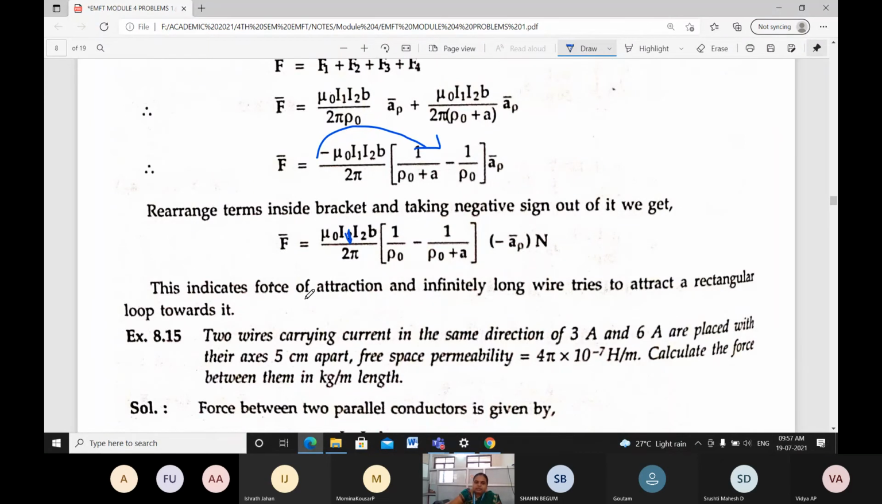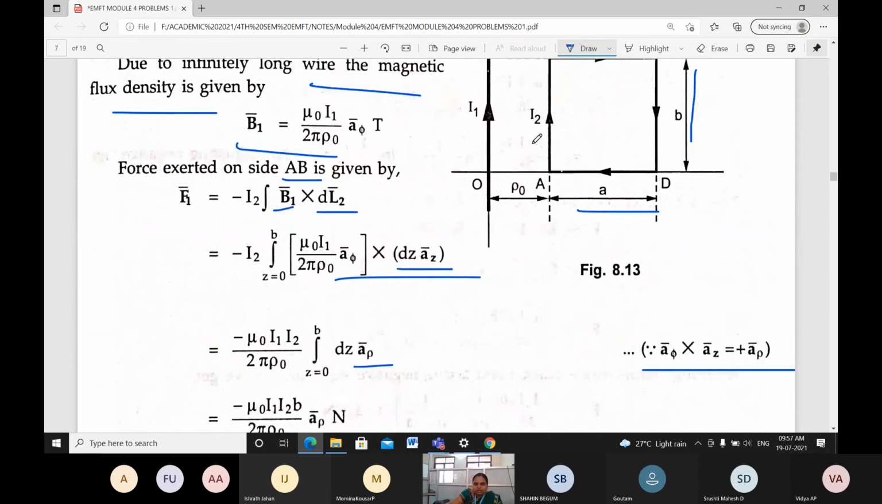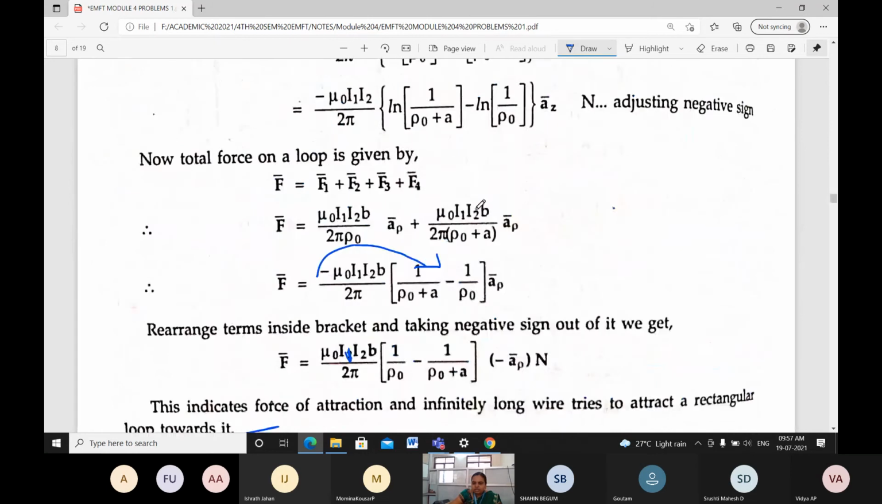This indicates that the force of attraction of the infinitely long wire tries to attract the rectangular loop towards it. Meaning the loop is attracted towards the conductor. This is what the problem is.